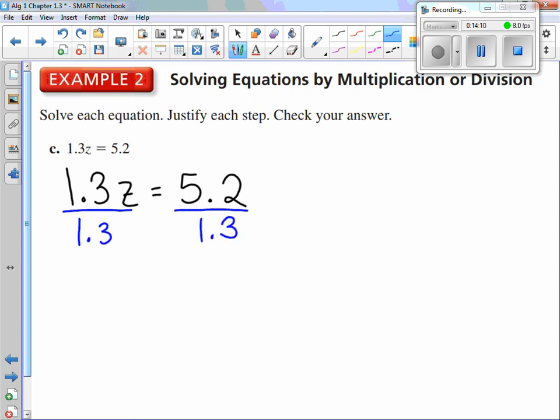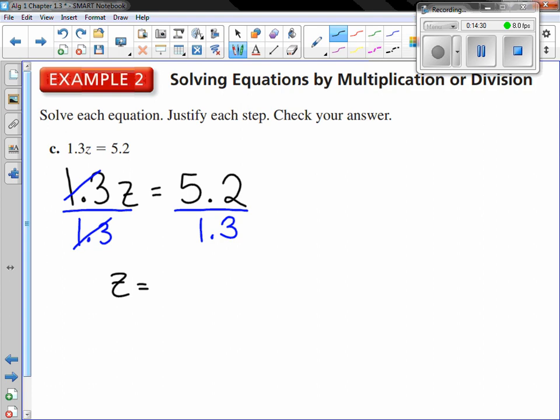And when I divide both sides by 1.3, these two here cancel out, leaving me with z is equal to 5.2 divided by 1.3. So when we divide these here, we can plug this into the calculator. You can grab a calculator. I'm going to go grab a calculator. So as I'm walking over to get a calculator, you can be plugging this in.